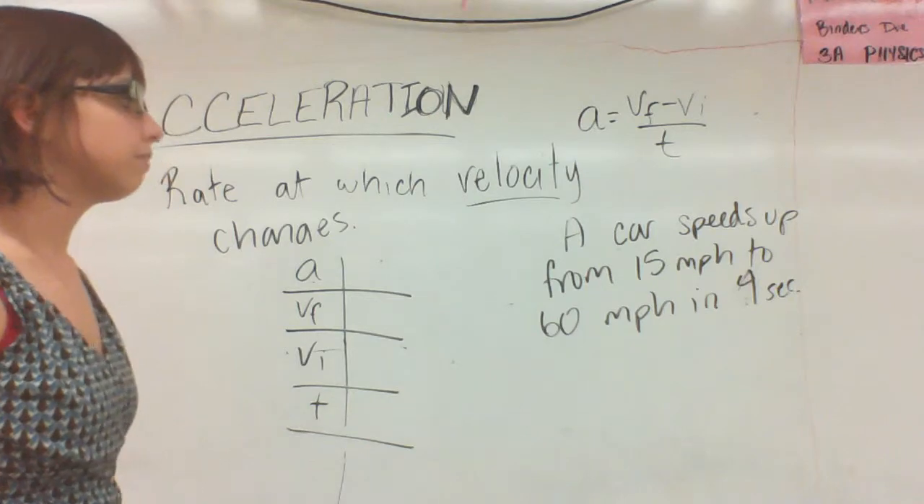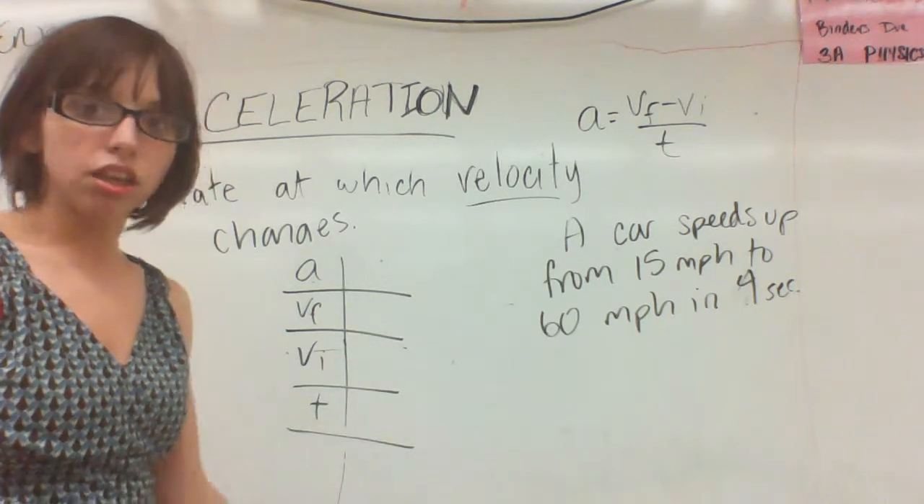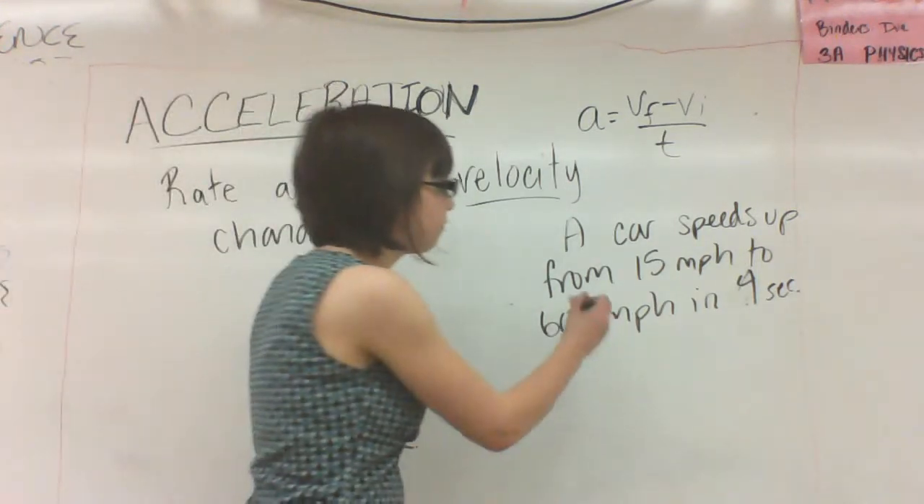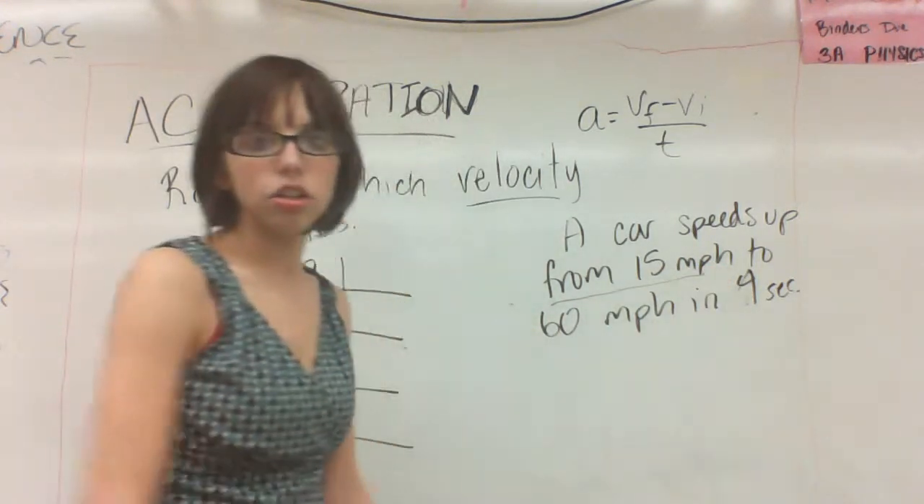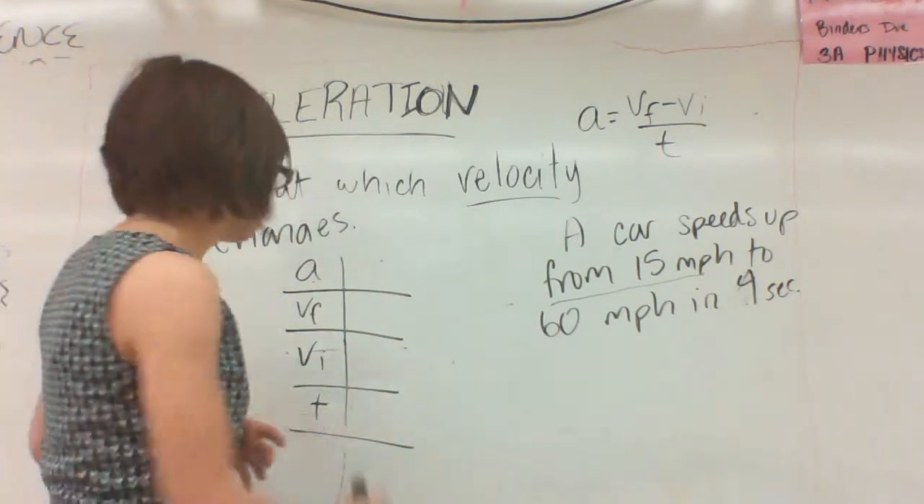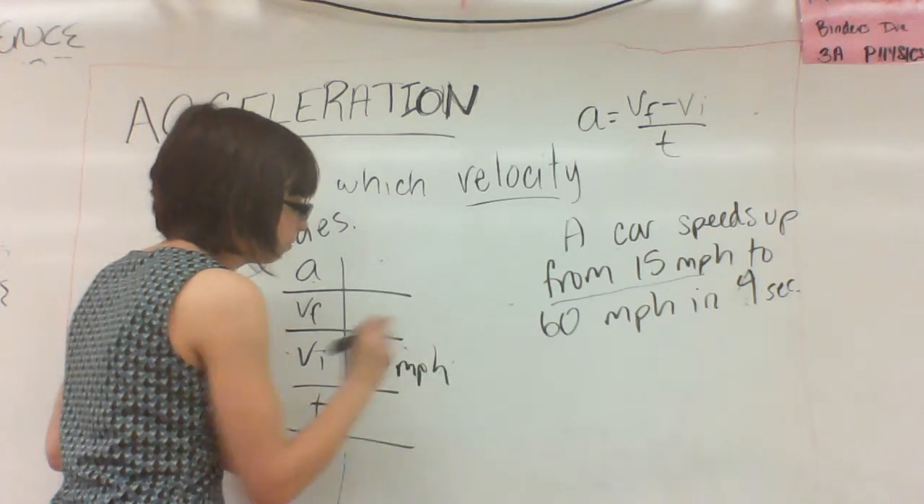Alright, so I go through my question. A car speeds up from 15 miles an hour to 60 miles per hour in 4 seconds. So most of these numbers are going to be important. Let's look at those first. From 15 miles per hour. So I was at 15 miles an hour. That means that is my initial velocity. So I'm going to write 15 mph here.